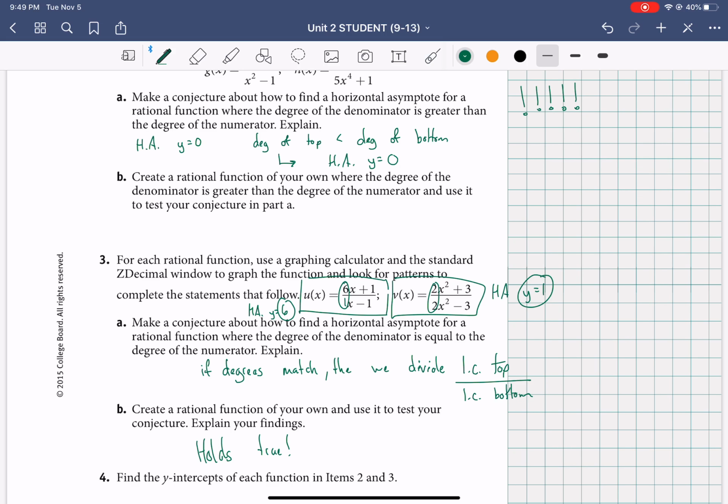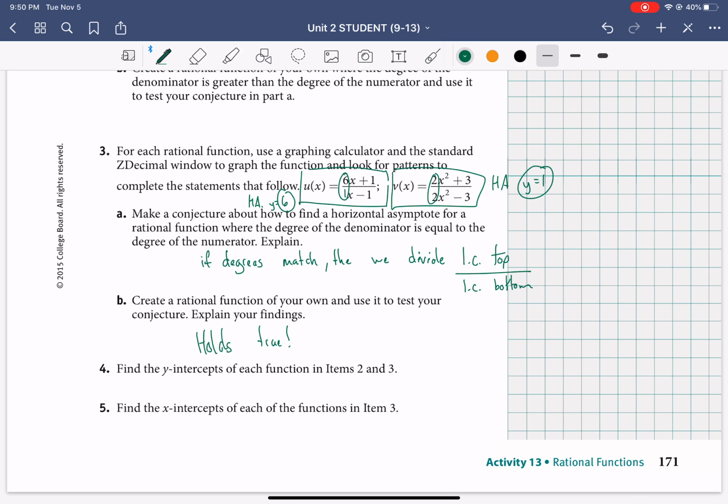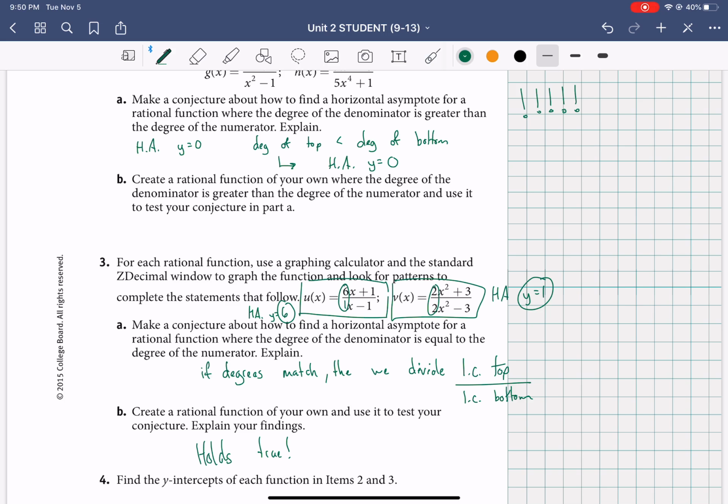How exciting. All right, so now we've talked about if the degree is bigger in the bottom, and if our degrees match, and it seems to me that the book kind of glosses over if the degree on the bottom is bigger. And I can't remember if we talked about this other days in class, but let's say we look at one where the degree of the top is bigger than the degree of the bottom.